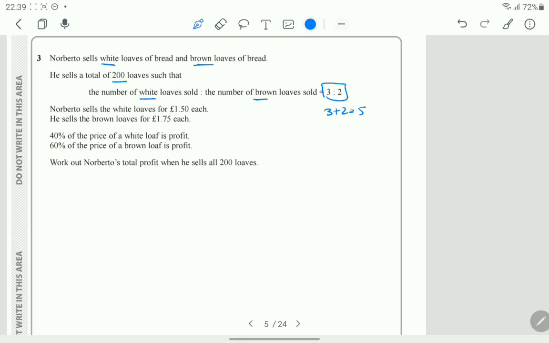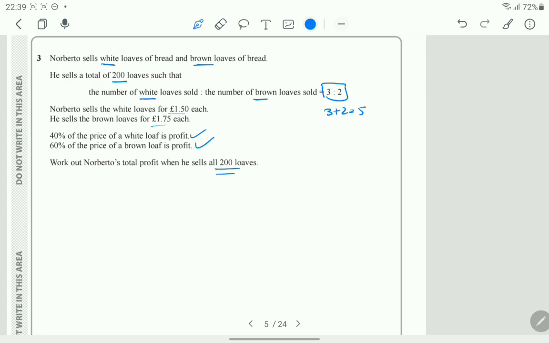And Norberto sells the white loaves for 1.5 pounds each and brown loaves for 1.75 pounds each. 40% of the price of a white loaf is profit, 60% of the price of a brown loaf is profit. Okay, work out Norberto's total profit when he sells 200 loaves.